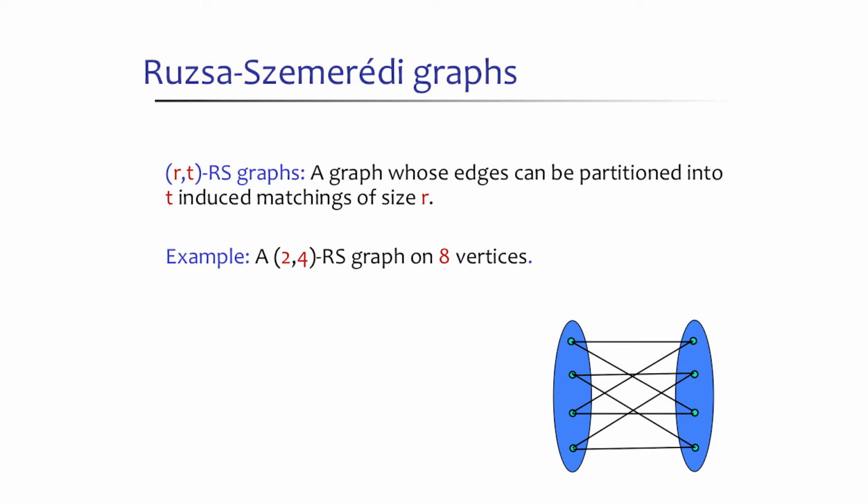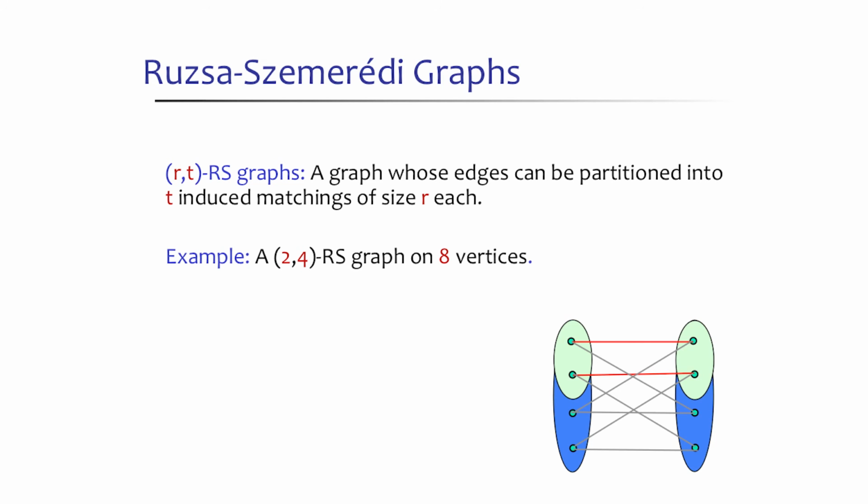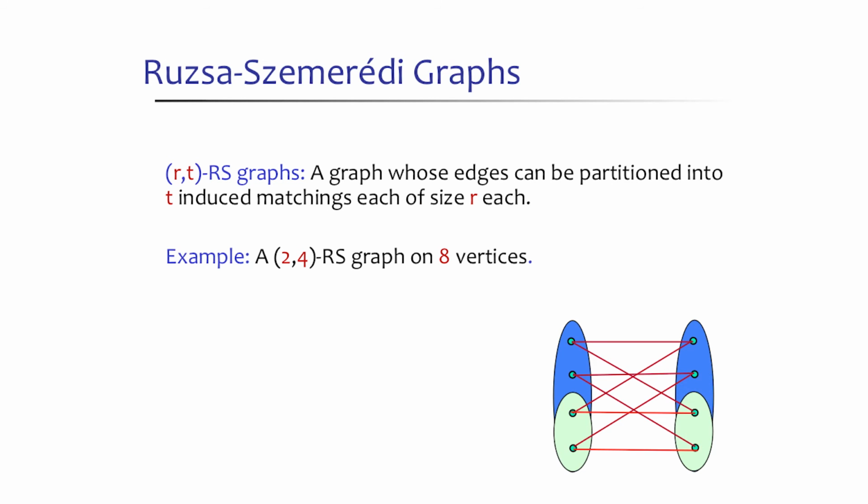Let's do an example. So this is the (2,4) RS graph on 8 vertices. So each matching, 2, the first parameter, is the size of the matching. So each matching will have 2 edges. And the matching is induced. So it means if you look at the vertices that define the matching, there are no other edges present between those vertices. Here is another matching I can pack. Here is another matching. And this is the last matching that I can pack here.